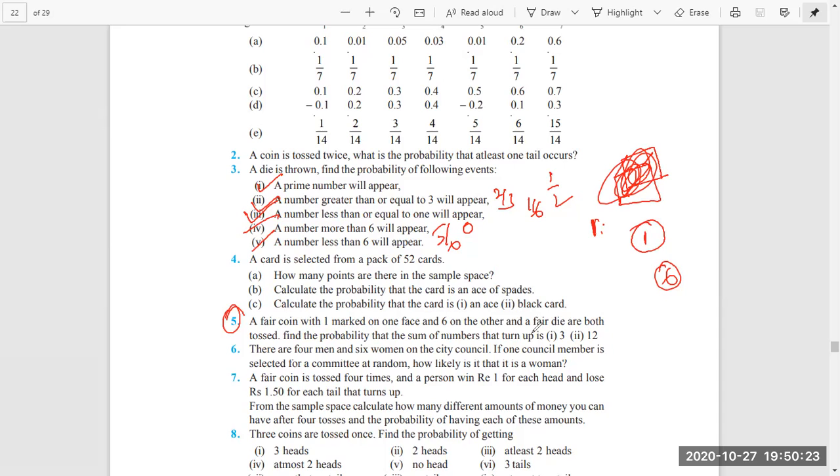For the first one, the sum should be 3: 1 comma 2, and that's it. A fair coin with 1 marked on one face and 6 on the other, and a fair die are both tossed. So what is the probability of getting 12? If the first one is 1, the second should be 2, so that 1 plus 2 is 3, and there is no other chance. And 12, so the probability is what?